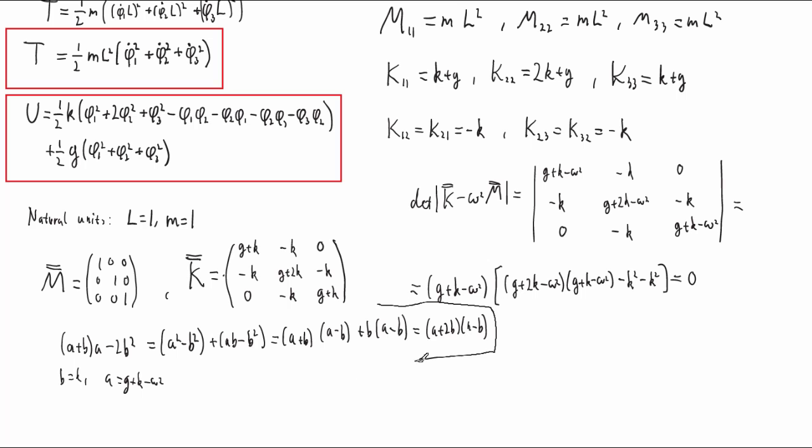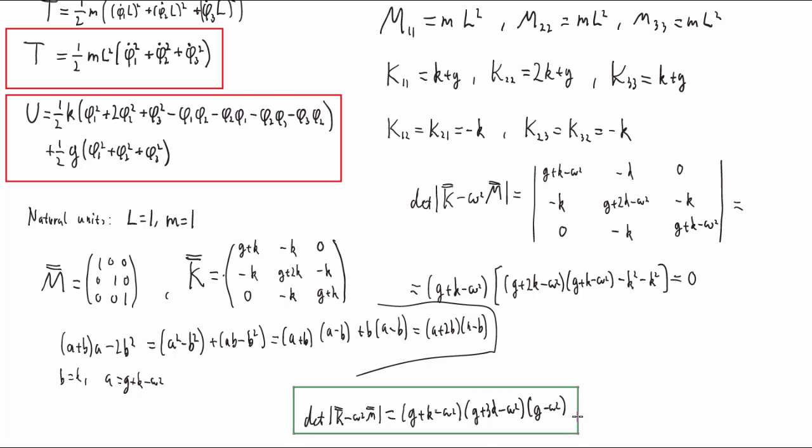Then we will get that the determinant of K minus omega squared M is equal to G plus K minus omega squared times G plus 3K minus omega squared times G minus omega squared. So that's our intermediate result right there. Okay.